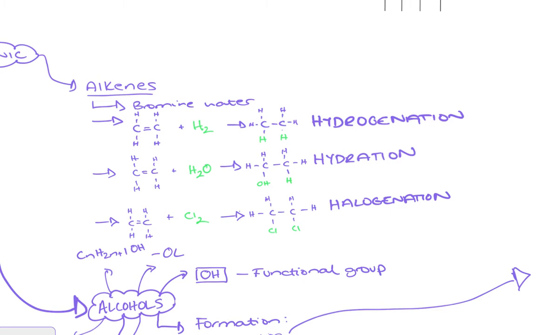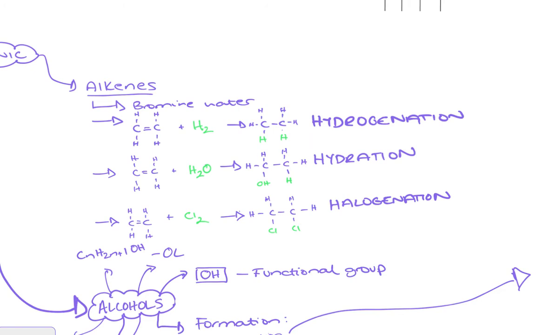The first one we've already talked about is that bromine water reaction. I haven't drawn it out here because we looked at it in the last video. Now we can turn an alkene into an alkane via a process called hydrogenation, where we react it with hydrogen, and that hydrogen is added across this double bond, so you make the alkane. So if we start with ethene, we make ethane.